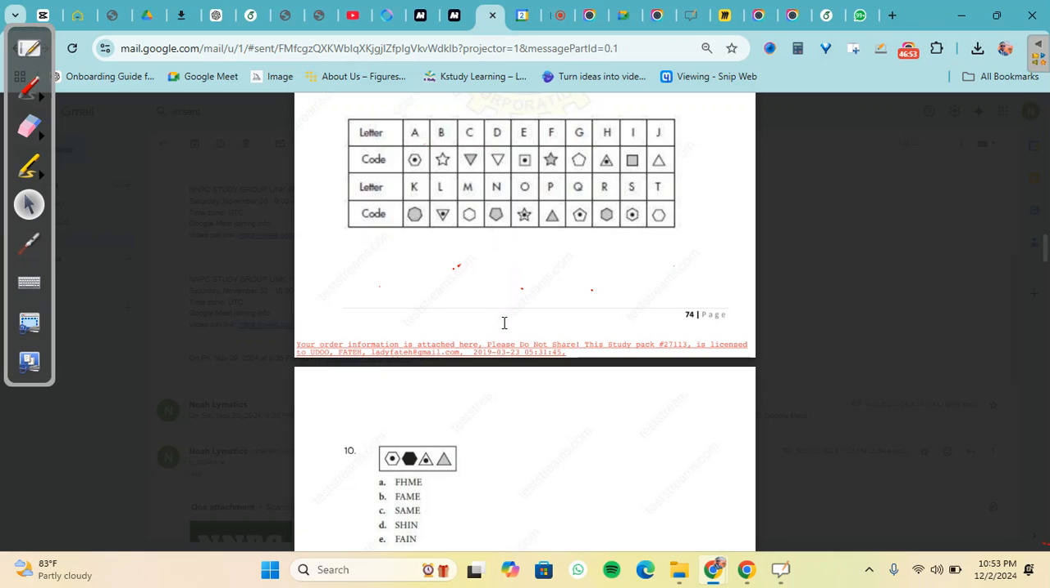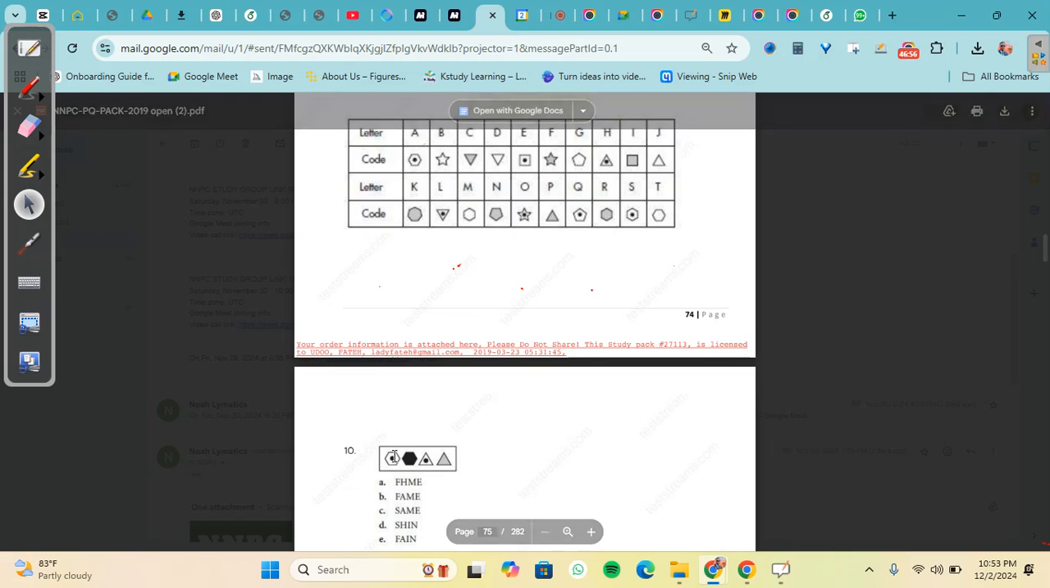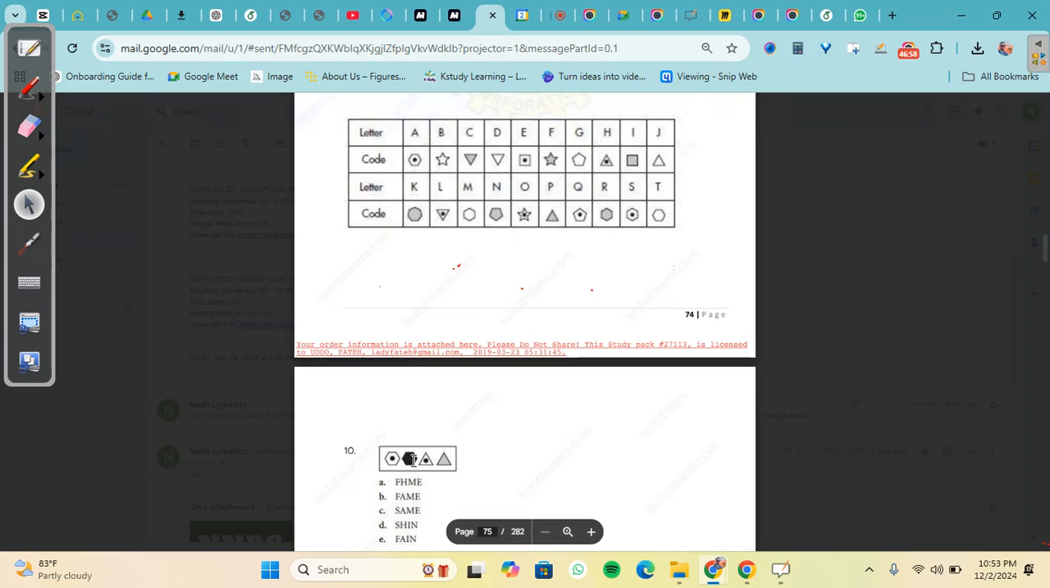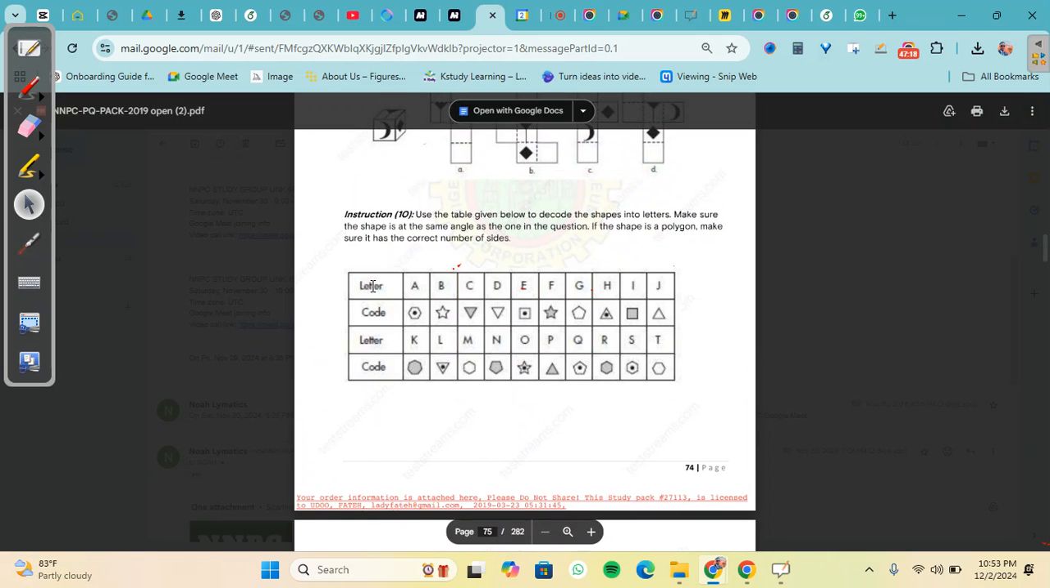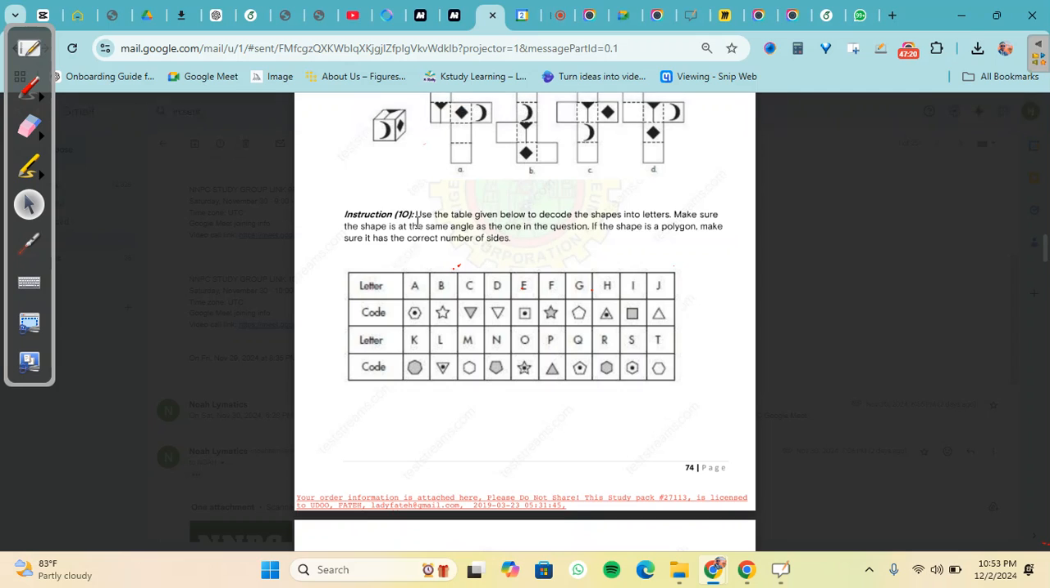Actually, what I was able to decode from here was, okay, if I can get a letter for this and get a letter for this one and get the right letter for everything, if the letters do not form a word that has meaning, then I will not go for it. Because I noticed that the answer is "same" after looking at the right answer to this question. The answer is "same". Okay, this is the instruction. Use the table.